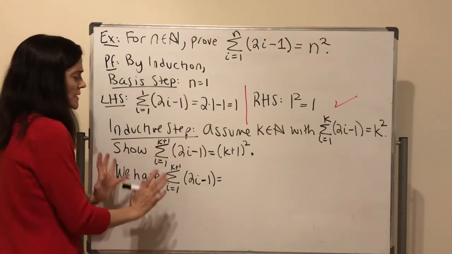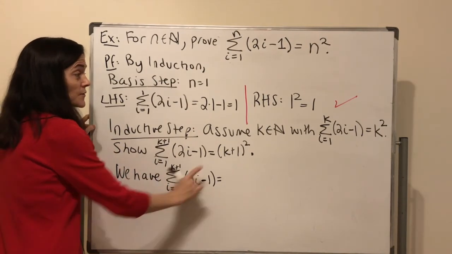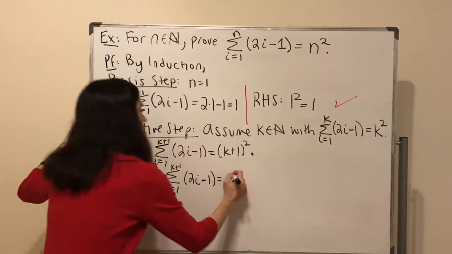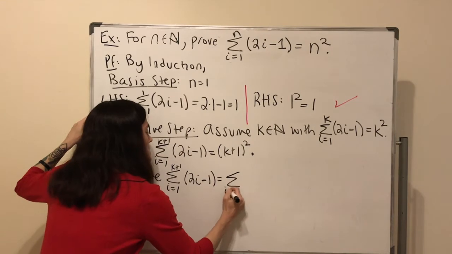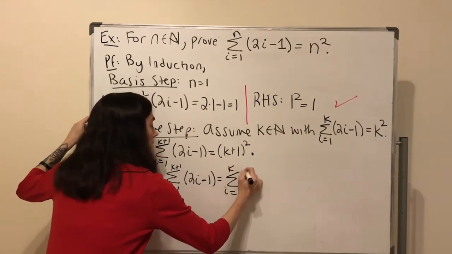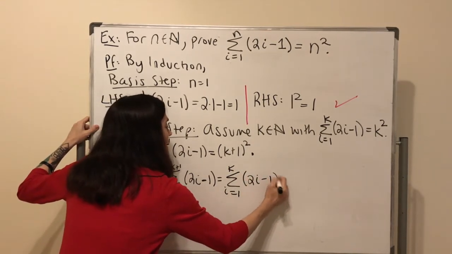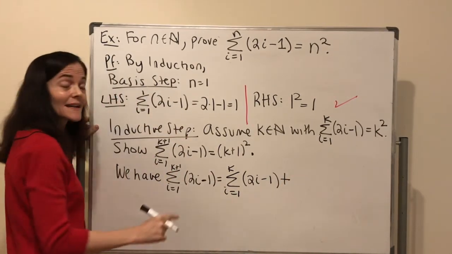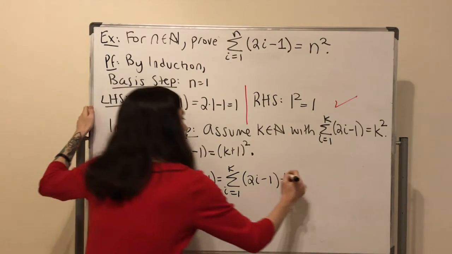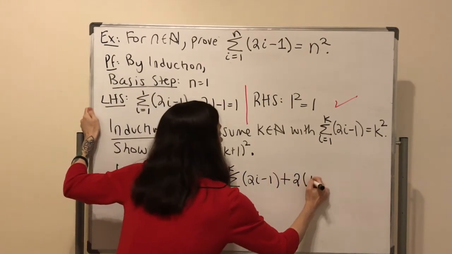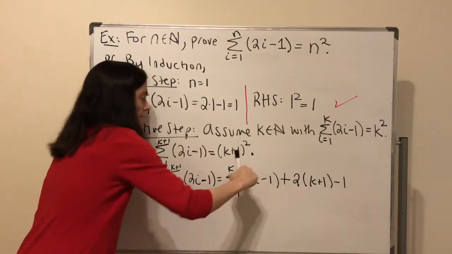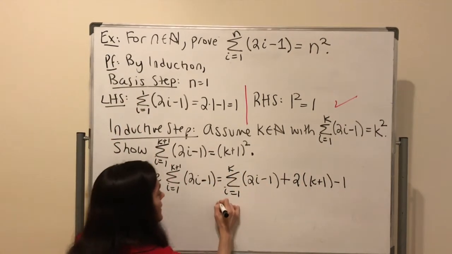So you see what I can do here. The first k terms here, I know what the sum is. So let's break them off. This would be equal to a sum up to k of 2i minus 1, and then plus, well, evaluate this at k plus 1. This would be 2(k plus 1) minus 1. This here is equal to k squared.